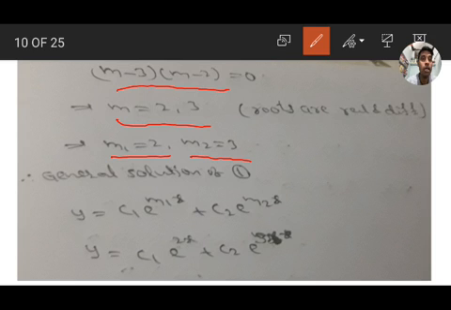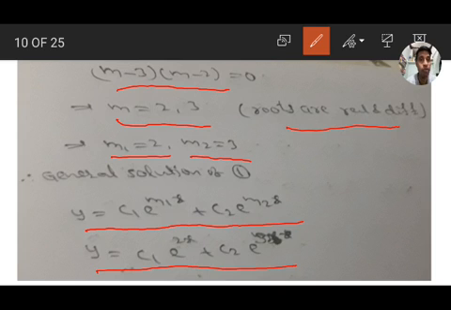These two roots are real and different, or distinct. The root values are real numbers, 2 and 3, and they are not equal, meaning different. So in the first case, the general solution of the equation is y equal to c1 e to the power of m1x plus c2 e to the power of m2x. That is y equal to c1 into e to the power of m1, meaning 2x, plus c2 into e to the power of 3x. It is the general solution of the given differential equation.